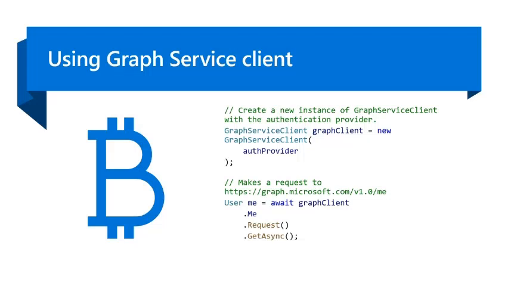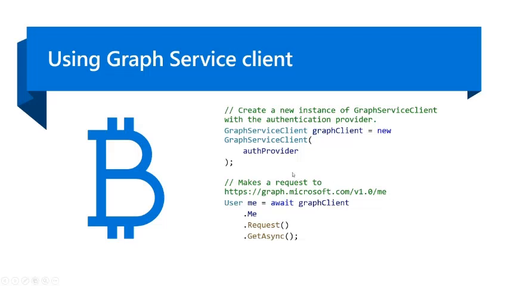So this code example here depicts how to create an instance of the Microsoft Graph client with an authentication provider. The authentication provider will handle acquiring the access token for the application. After the client is created, you can use the me property to make a request to associated endpoints.